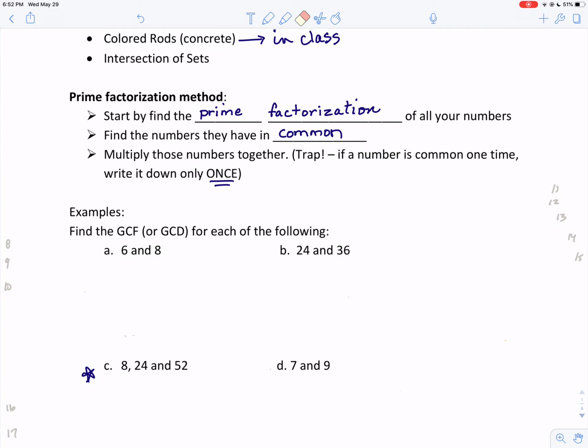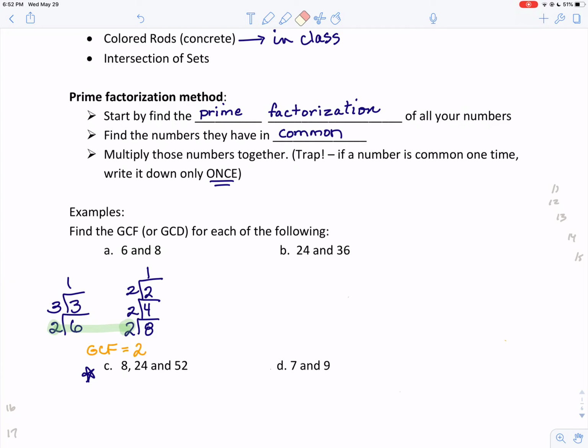So let's find the greatest common factor or divisor for each of the following. So for A, we want to find the greatest common factor for 6 and 8. First thing to do is find the prime factorization. So I'm going to find the prime factorization of 6 by using stair steps and the prime factorization of 8. Notice now we're going to determine what they have in common. They have a 2 in common. And that's it, just the 2. So the greatest common factor of 6 and 8 is 2.